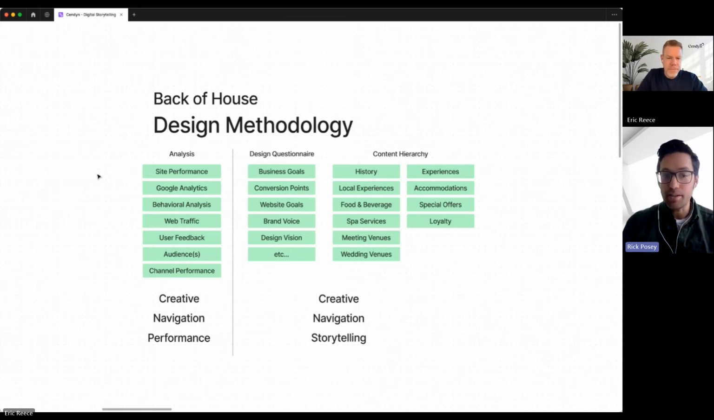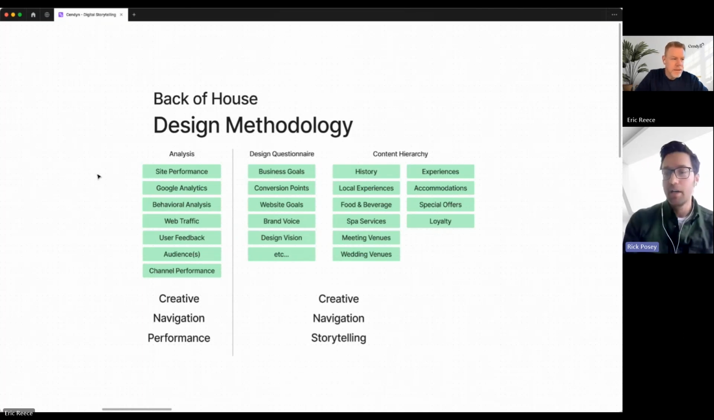We take a look at the audiences. How are they behaving? How are they converting? Are they doing it differently depending on where they're coming from? Which leads us to channel performance, right? So is your organic traffic behaving differently than your direct traffic? Is there a way to optimize for both in a new design?